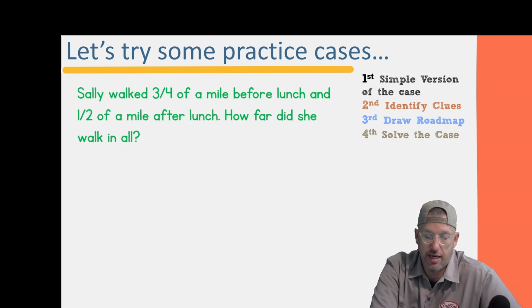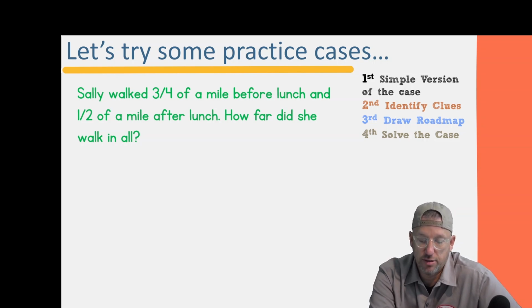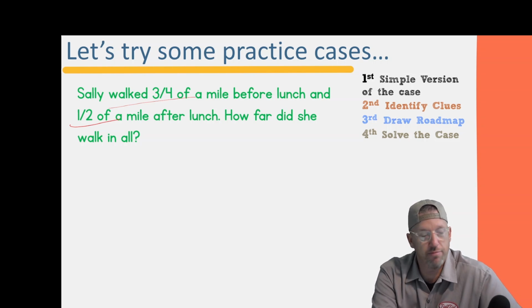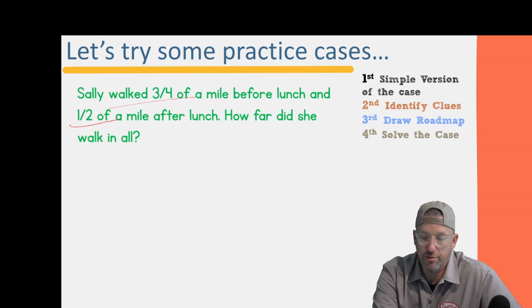Okay, so let's take that and we'll make a simpler version of that question first. So step number 1 says make a simpler version. So we could just say she walked some before lunch and she walked some after lunch. How far did she go in all? So that's what your simple version would be, because right now it has a lot of details. So Sally walked some before lunch, she walked some after lunch. How far did she go? There's your simple version.